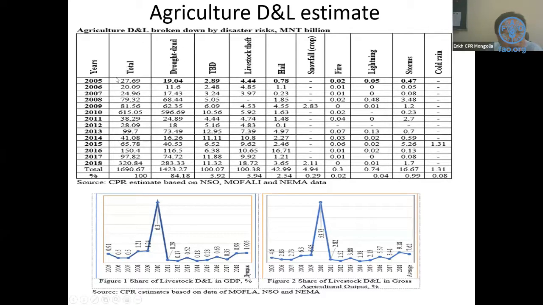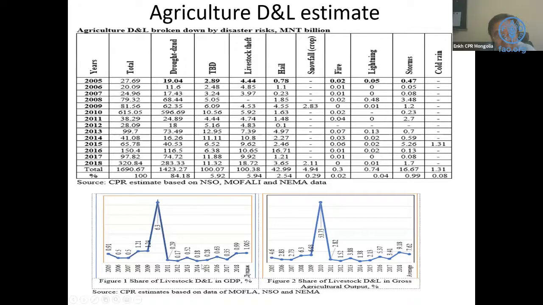As you can see here, for 2005 to 2018, total damage and loss was around 1.6 trillion Mongolian Tugriks, around $800 million. Out of this total amount, almost 84% belongs to drought and ZOT, mostly ZOT, this winter disaster. And others account for small percentages, like transboundary disease, followed by hail.